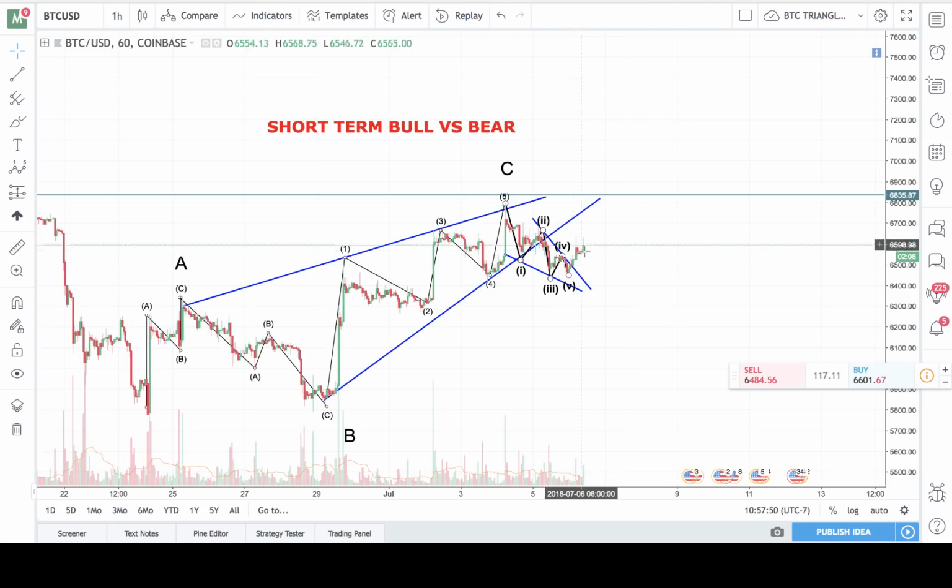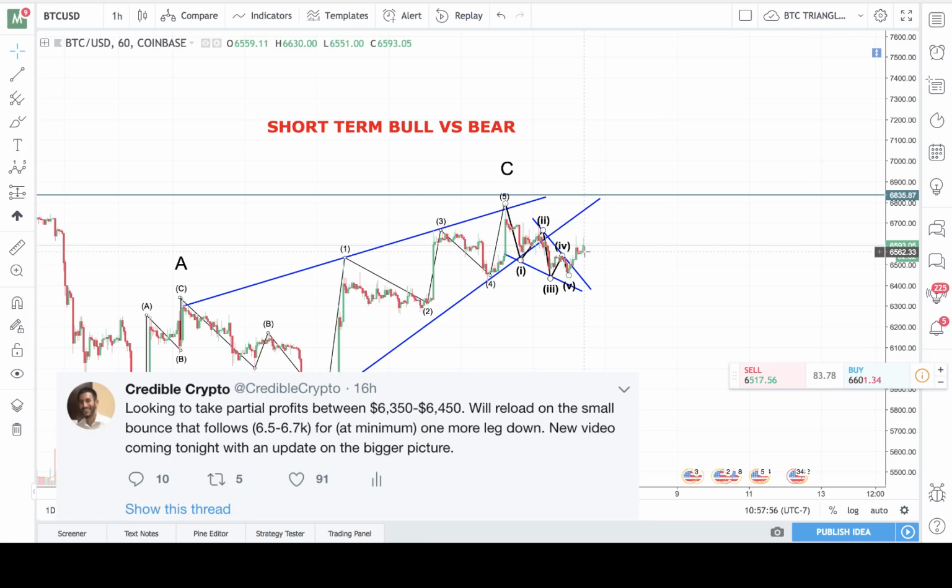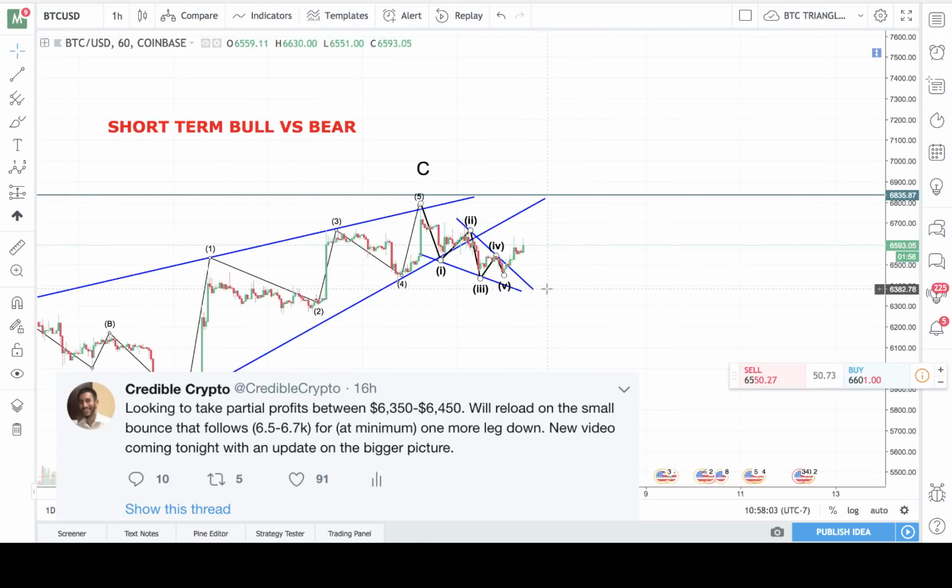And this is why about 16 hours ago I made a Twitter post, which I'll show you guys here in a second. I'm going to make the Twitter post pop up here. But I posted this Twitter post saying that I'm expecting a dip down into the 6,350 to 6,450 levels, at which point I'll take partial profits on my shorts from 6.6 to 6.7, and then I'm going to reload those shorts on the bounce, which we're seeing here, between 6.5 to 6.7K.